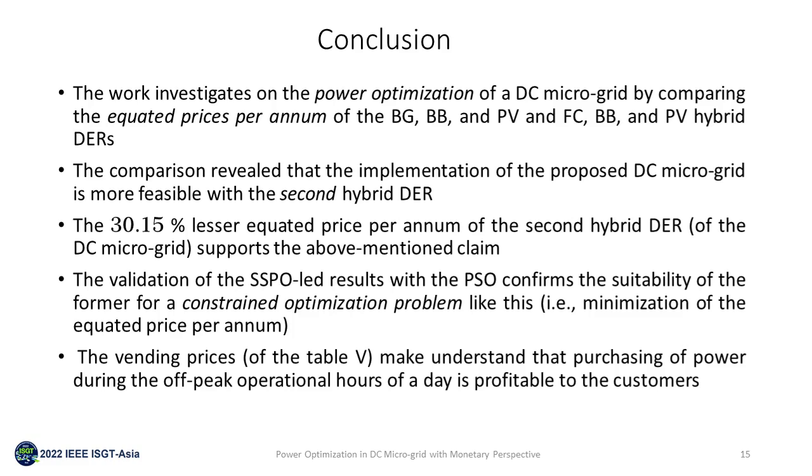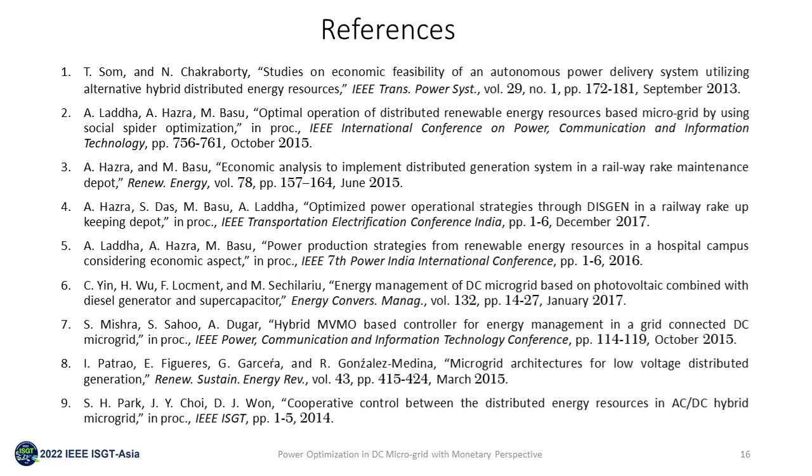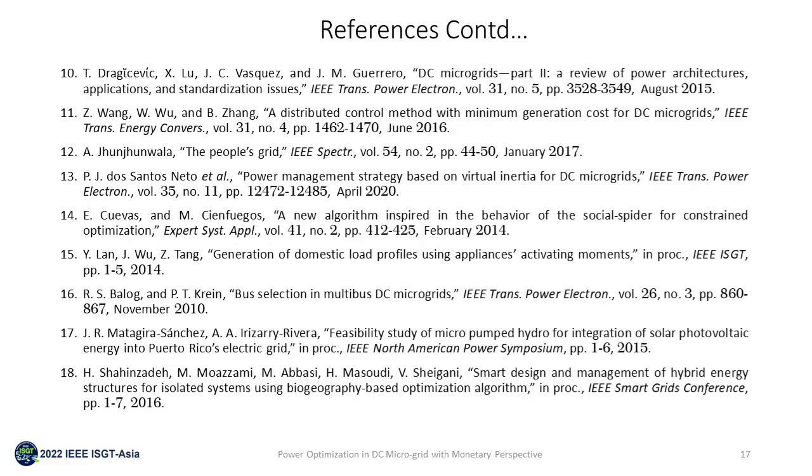Conclusion: this comparative analysis revealed that the second hybrid DER makes the DC microgrid more feasible from the implementation point of view, and the SSPO provides better results than PSO, and the vending prices convey that purchasing of power during the off-peak operational hours of a day is profitable to the customers. These are the references.